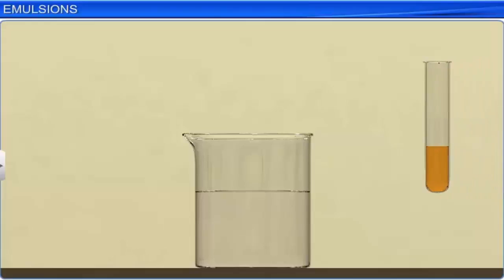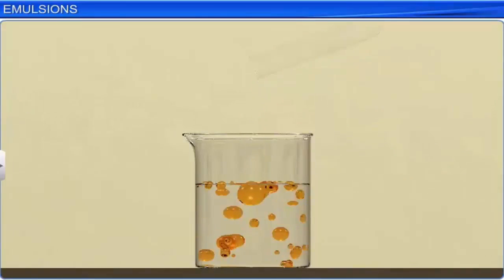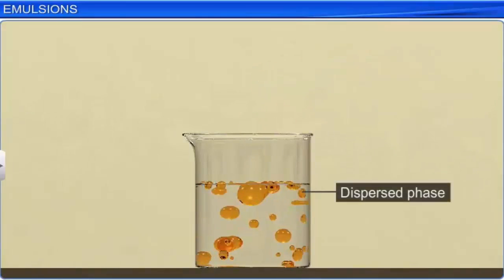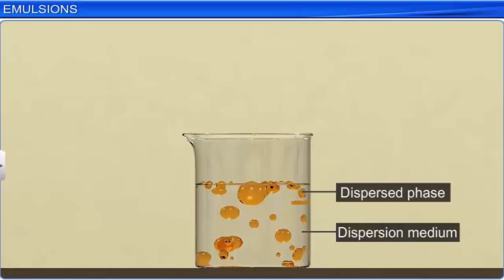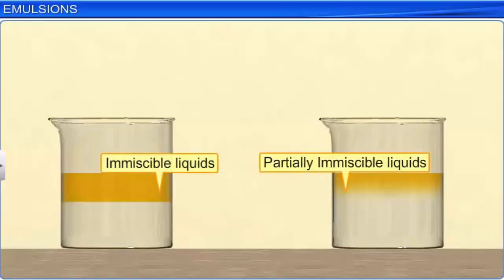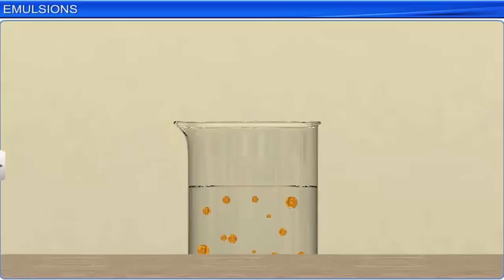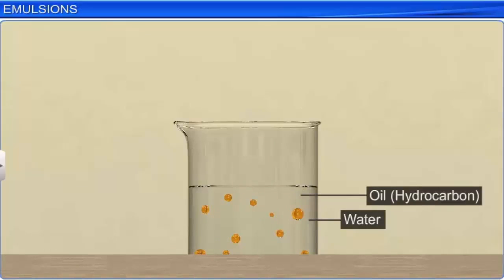Emulsions are liquid-liquid colloidal systems in which both the dispersed phase as well as the dispersion medium are liquids. An emulsion may be defined as a colloidal dispersion of two immiscible or partially immiscible liquids, in which one liquid acts as the dispersion medium and the other as the dispersed phase. In most emulsions, one of the liquids is water, while the other is a hydrocarbon and is referred to as oil.